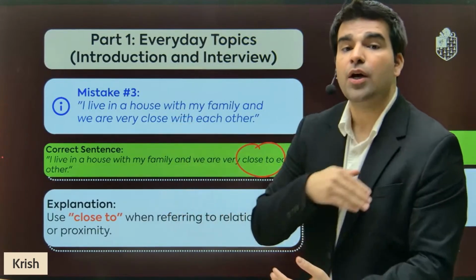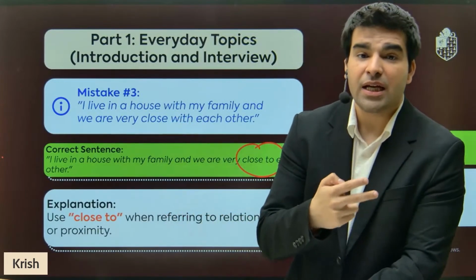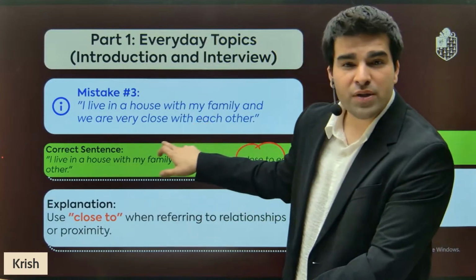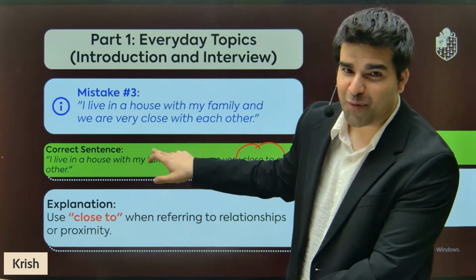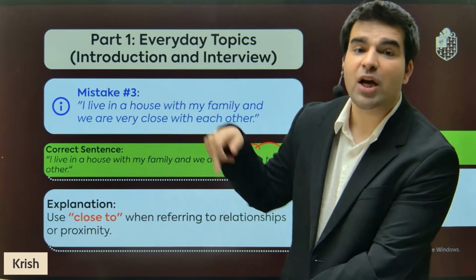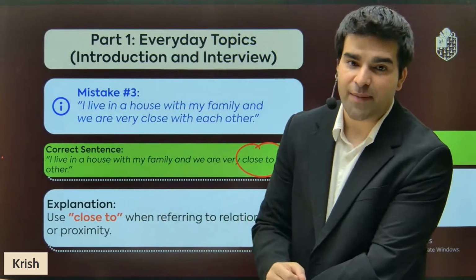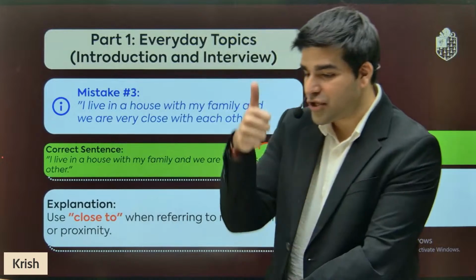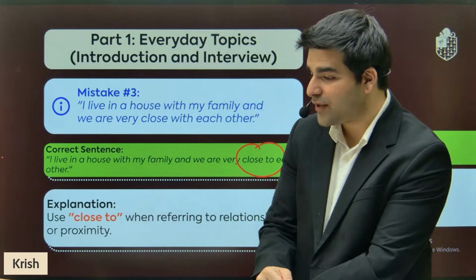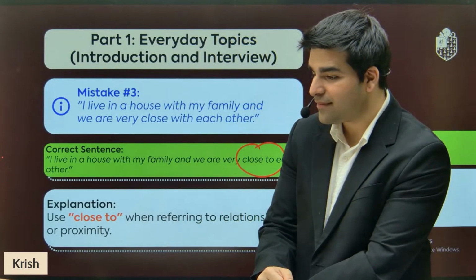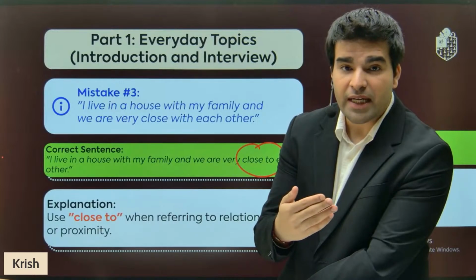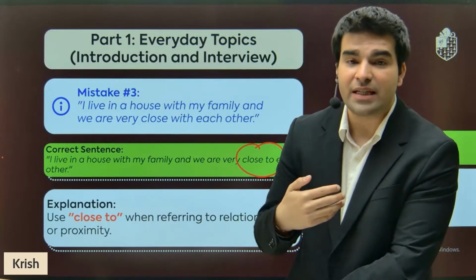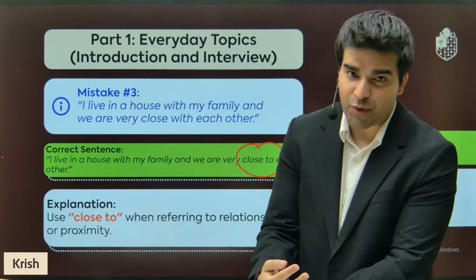So the next time when you're talking about relationships, don't say we're very close with each other. No. You say we're very close to each other. All right. If you've understood, show me a thumbs up, please. Thank you. So close to is the relationship proximity that we're referring to in this situation.